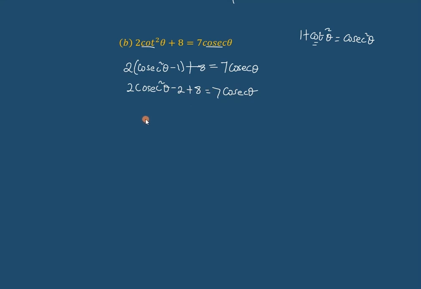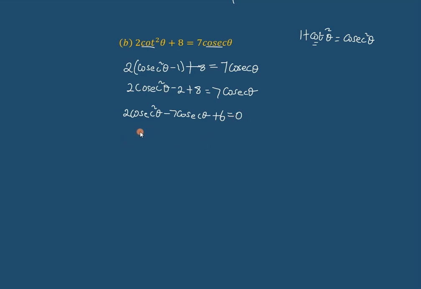We shall write it as a quadratic in cosec. 2 cosec squared theta minus 7 cosec theta. We take all the terms to the left. This one is plus 6. This negative 2 and that 8 will get us a positive 6. Everything is equal to 0.